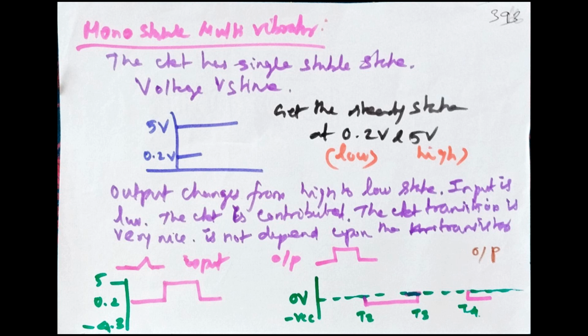Input is low. The circuit transition is very nice. It does not depend upon the transistor. When the triggering pulse input is applied, the output obtained is a square waveform. That is the 0.2 volt value. We obtain a square waveform. The graph with 0 volts and minus VCC is shown in figure. The T2, T3 square waveforms we obtained are shown in the notes.